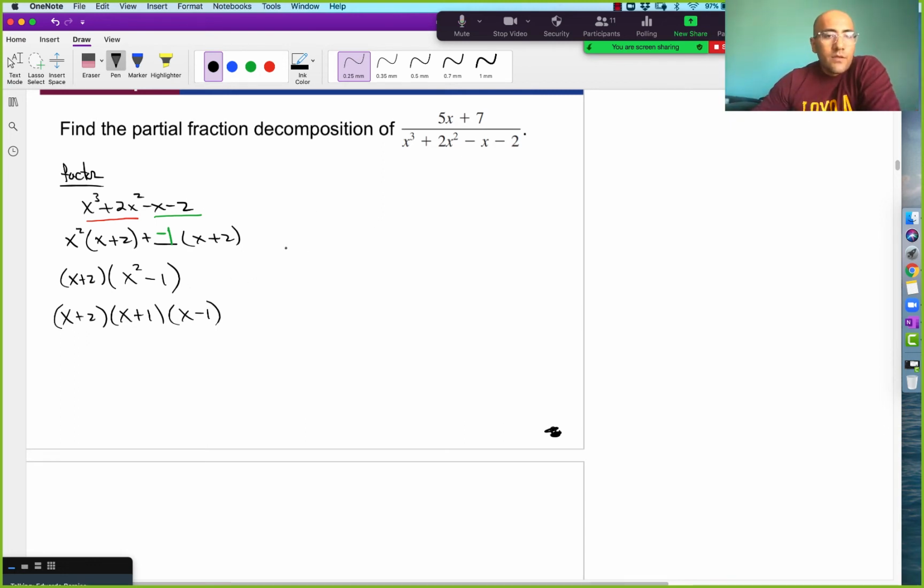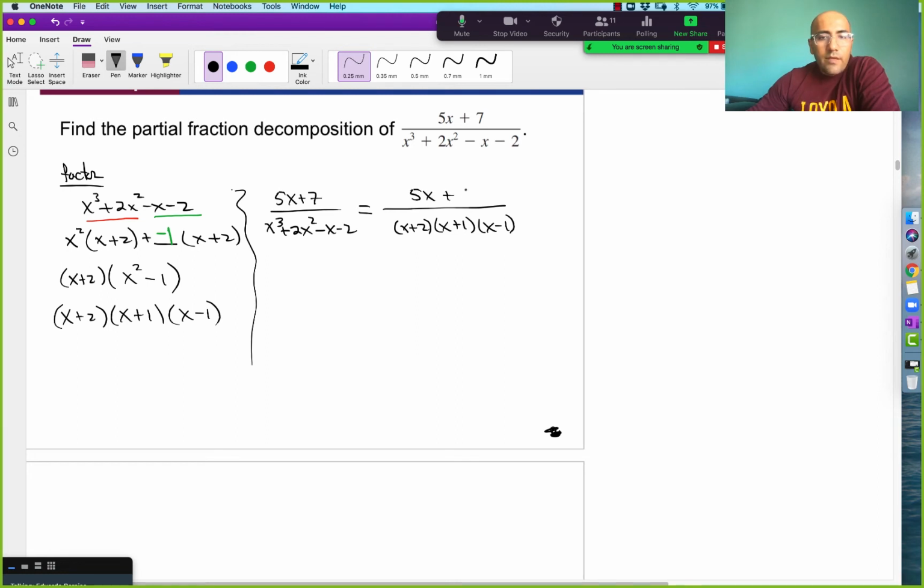Okay, so let's see what we have so far. The original fraction, (5x + 7) over (x³ + 2x² - x - 2), is equal to (5x + 7) over (x + 2)(x + 1)(x - 1). So this equals that.